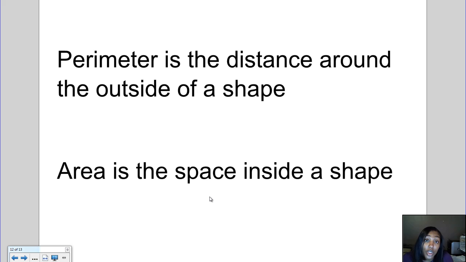So in closing, always remember, perimeter is about the distance around the outside of a shape, while area is all about the space inside.